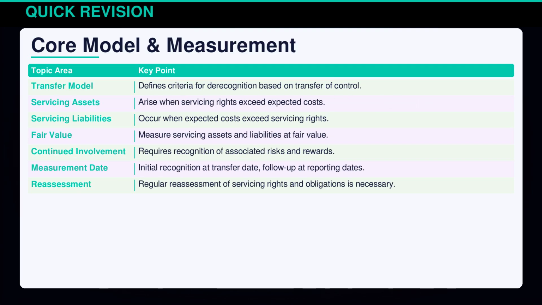The transfer model is all about derecognition. It hinges on whether control is transferred. Servicing assets and liabilities are recognized based on fair value, depending on costs versus rights. Continued involvement requires recognizing related risks and rewards. Measurement begins at the transfer date and continues at reporting intervals. Regular reassessment of servicing rights ensures accurate financial representation.